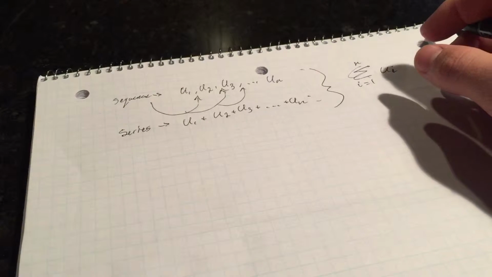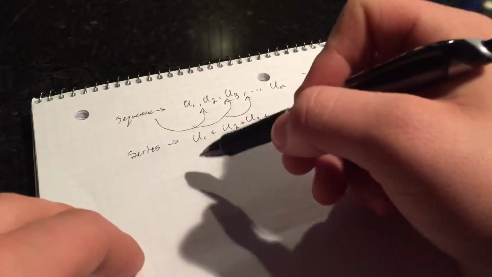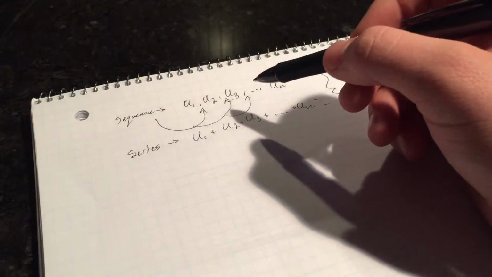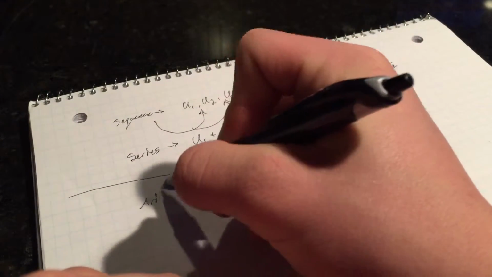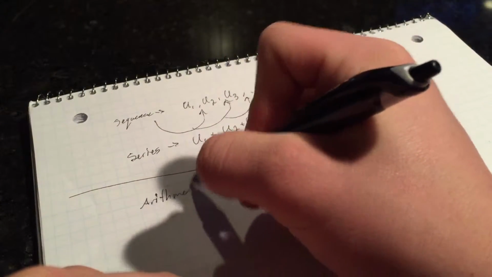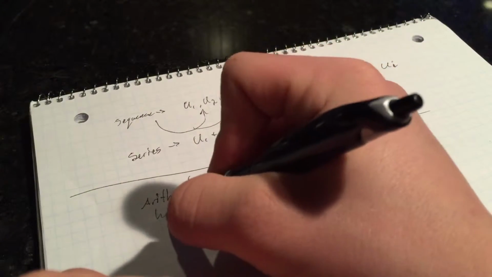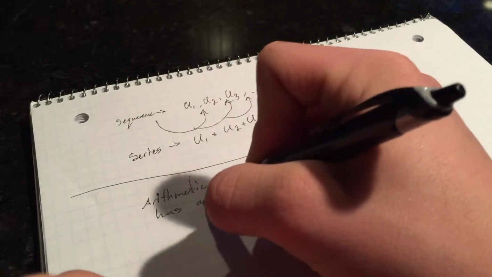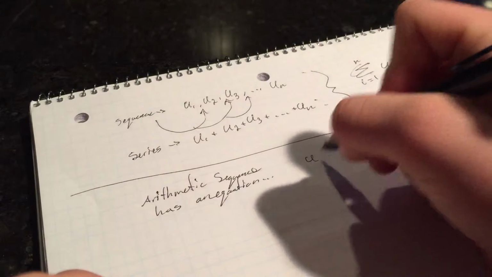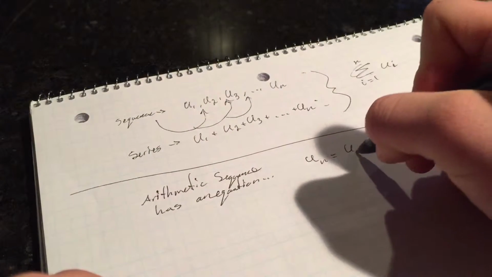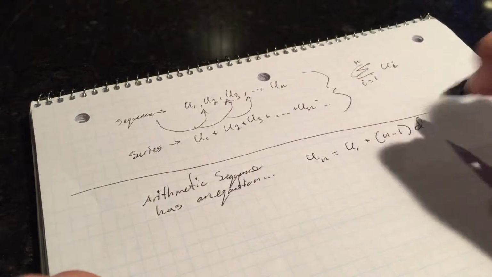So applying this to arithmetic sequences and arithmetic series, we know that the arithmetic sequence has an equation of U sub n equals U sub 1 plus the quantity n minus 1 times d.